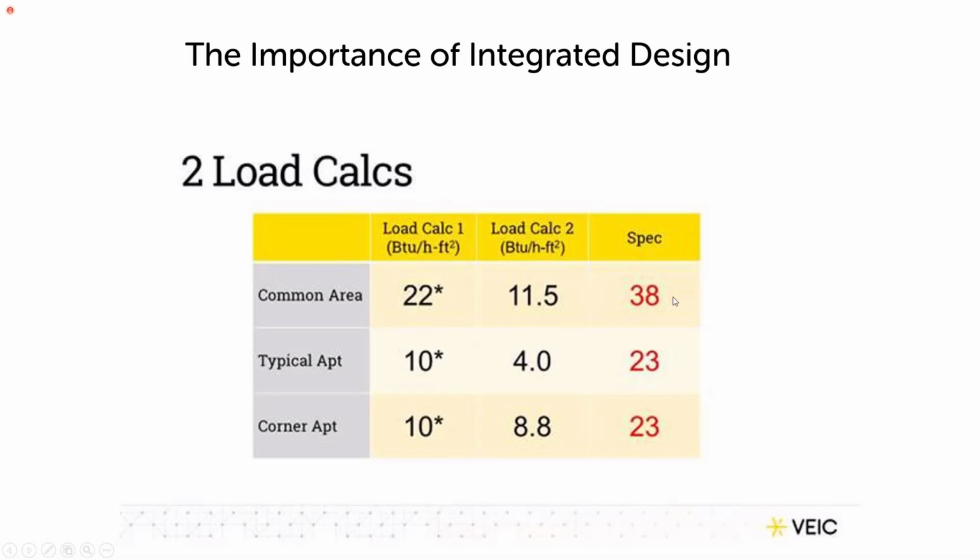So this is what was actually installed. Equipment that would do 38,000 BTU per hour per square foot, common area 23 in these other rooms. What ended up happening here is that the equipment was constantly short cycling because the load was never as high as the equipment that was installed.